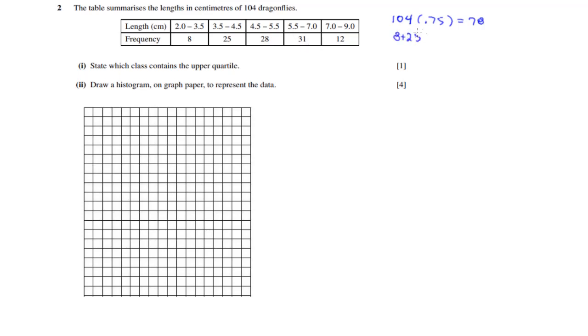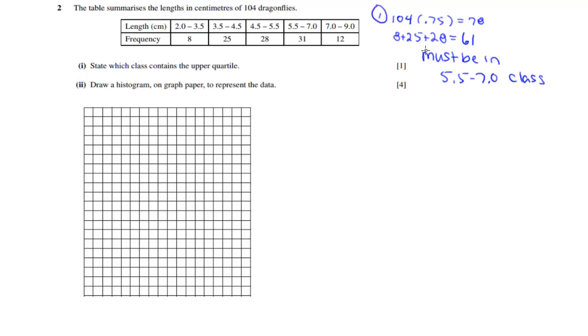What if I do 8 plus 25 plus 28? That's going to give me 61. Now, 78 is obviously in the next class, and that's all I need to know, what class it's in, and I just got to say it. So that's question number one.